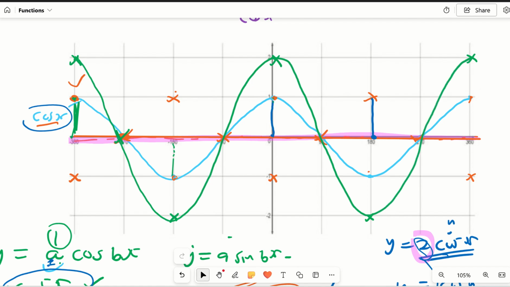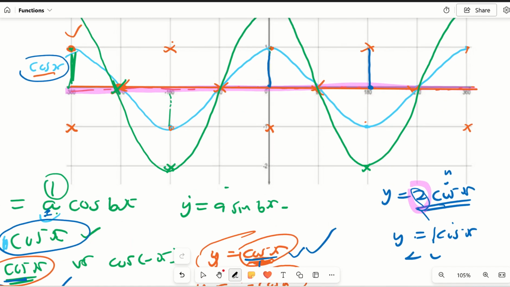Nothing changed, but the amplitude changed. So this is the graph of y equals 2 cos x. Let me save this video.